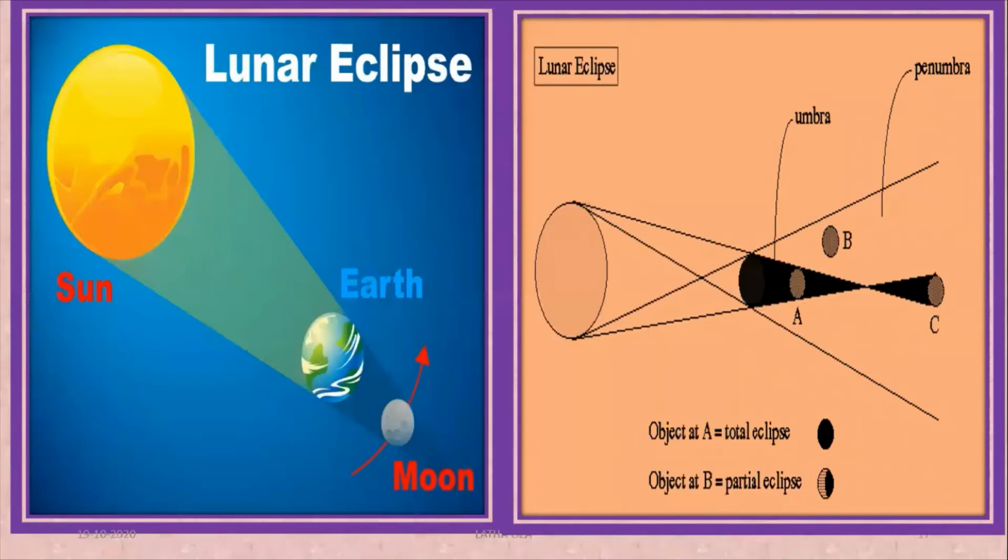Lunar eclipse occurs when the earth comes in between the sun and the moon, such that the shadow of the earth is cast on the moon. A lunar eclipse happens only at night, that is usually during the full moon day. This hides the moon from the earth either partially or totally. A lunar eclipse can be of the following two types: total lunar eclipse and partial lunar eclipse. Total lunar eclipse occurs when the moon is totally hidden by the earth, and partial lunar eclipse is when the moon is partially hidden by the earth.